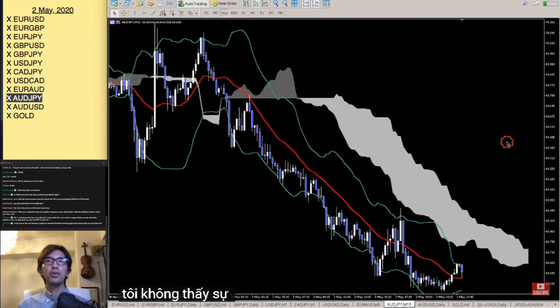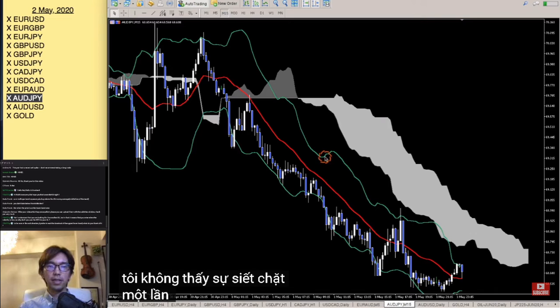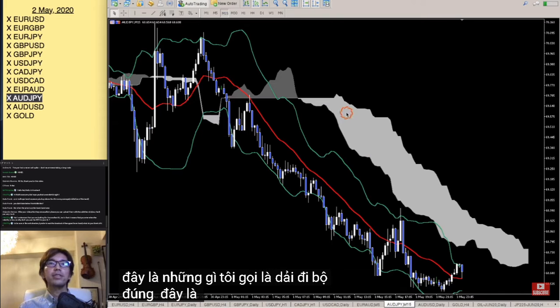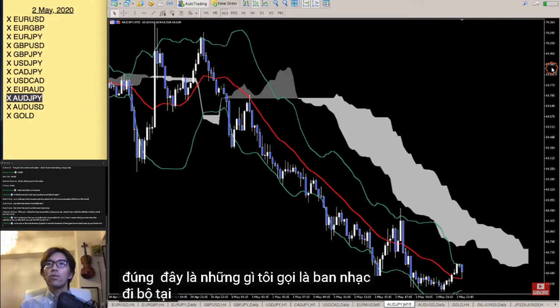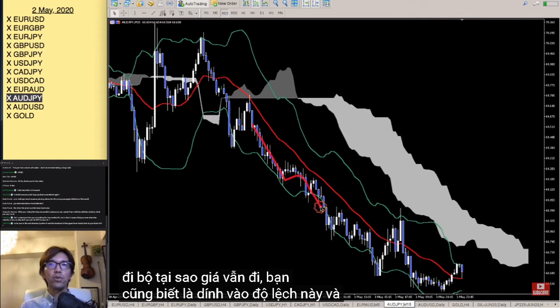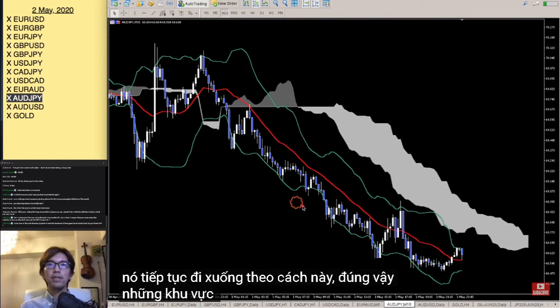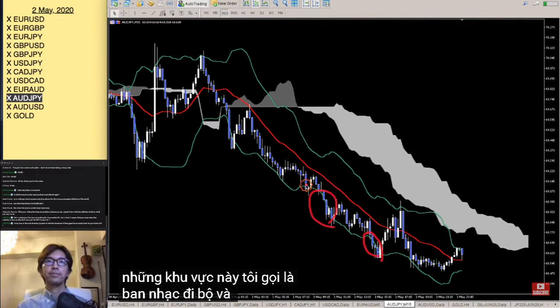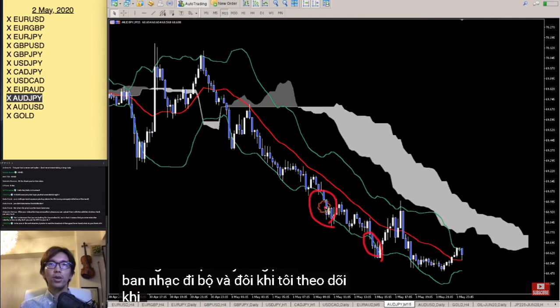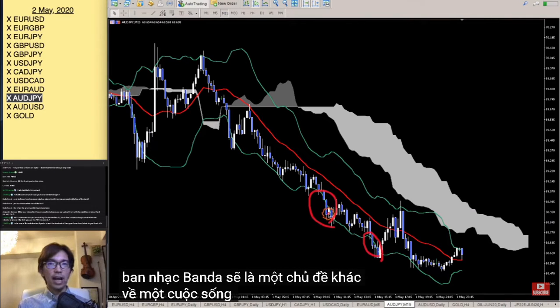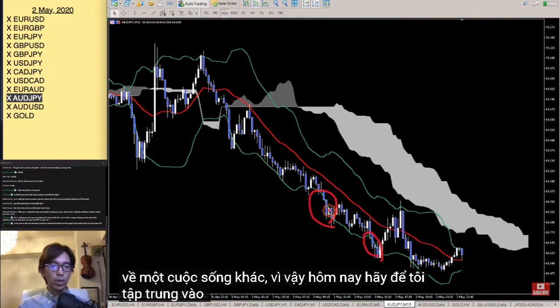In 15 I don't see the squeeze, right? Again, the downtrend was quite strong, so this is what I call the band walking, where the price has been going, sticking to this deviation 2, and it keeps going downwards this way. So these areas are what I call the band walking, and sometimes I take trades when there is a band walking in Bollinger Bands, which is going to be another topic on another live. So for today, let me focus on the squeeze, right?